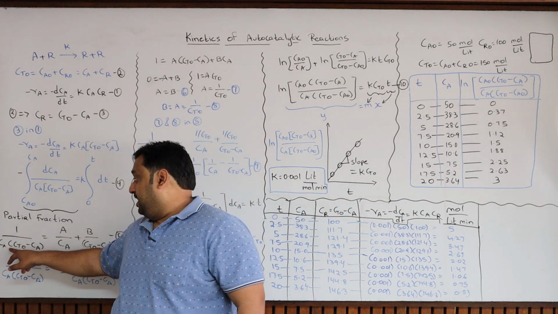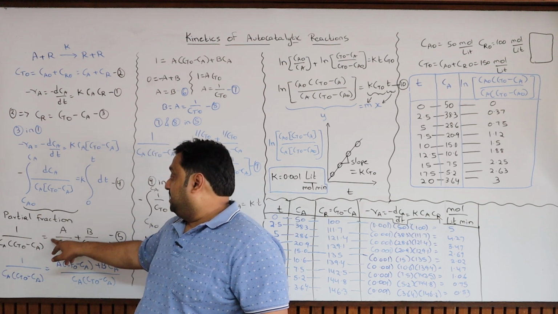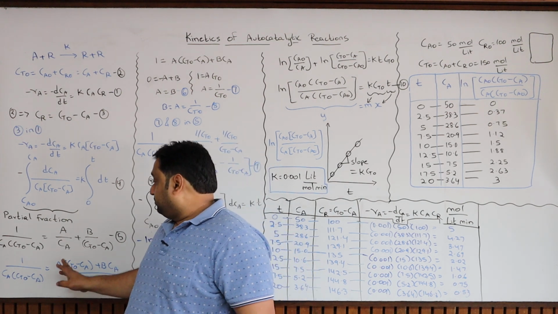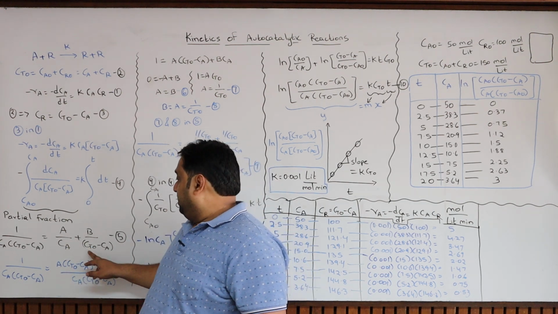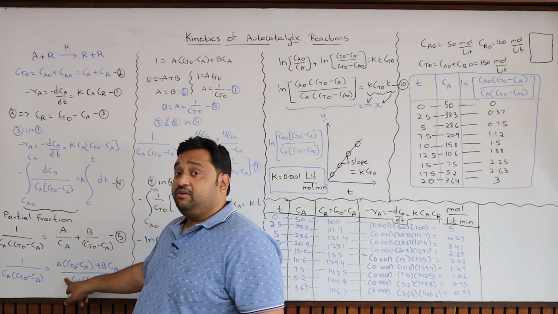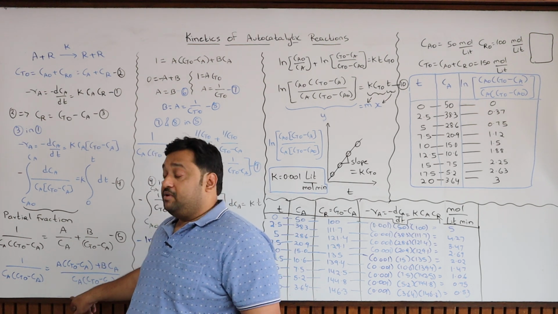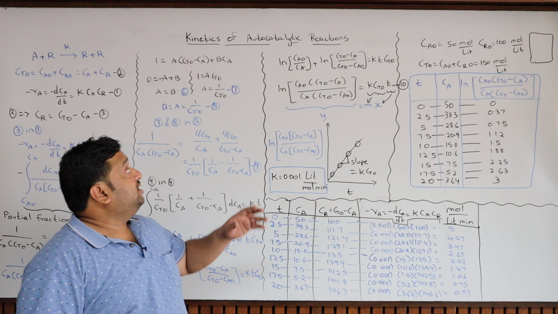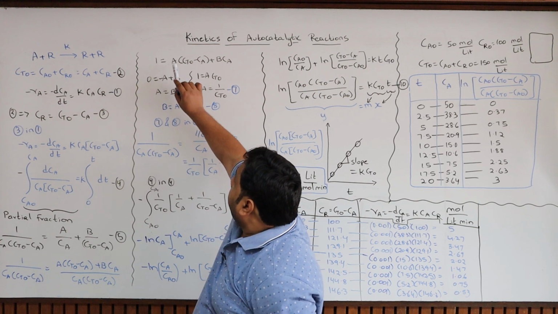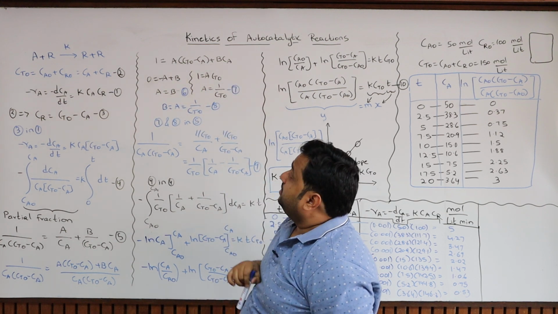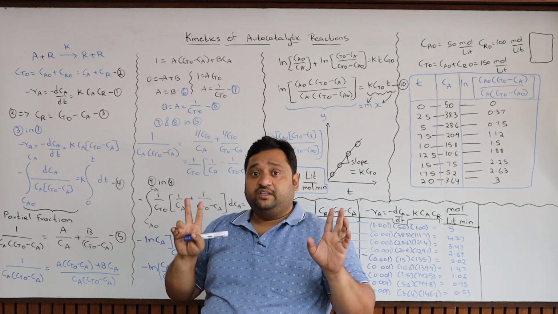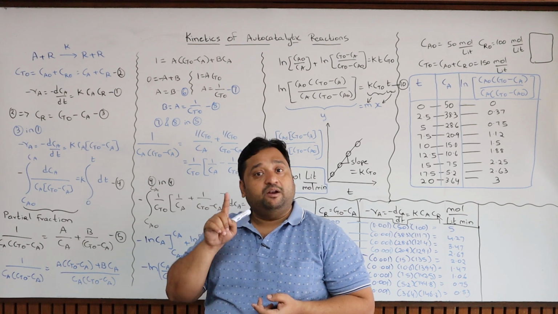So 1 by Ca times Ct0 minus Ca is equal to A by Ca plus B by Ct0 minus Ca. Now take out the common factors, multiply A into Ct0 minus Ca and B times Ca, and you get this equation. Now you can see both the denominators are the same. Now equate the numerators. If you equate the numerators, 1 is equal to A times Ct0 minus Ca plus B times Ca. Now equate the coefficients of Ca and the constants, and you get two equations. From the two equations you get A and B.